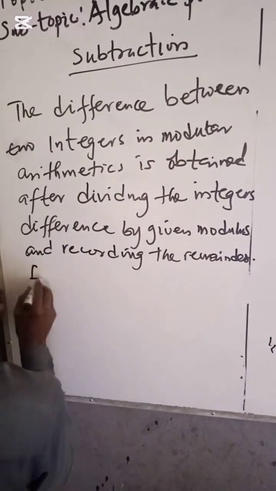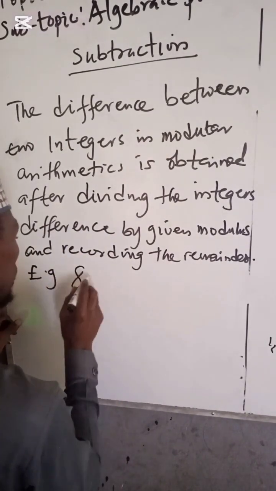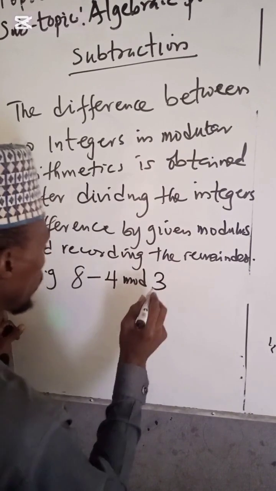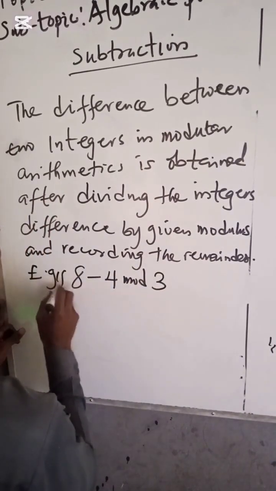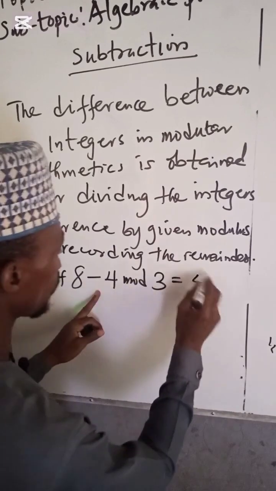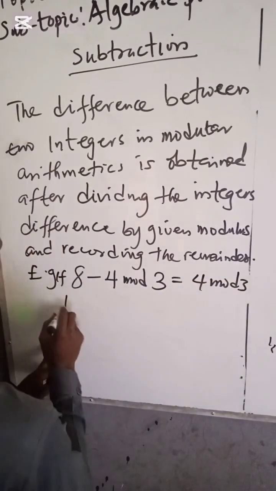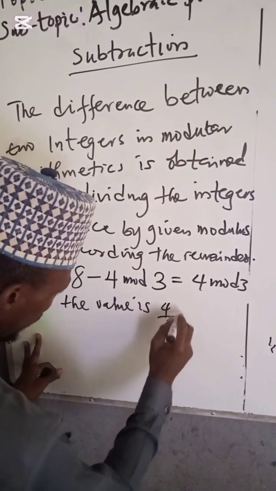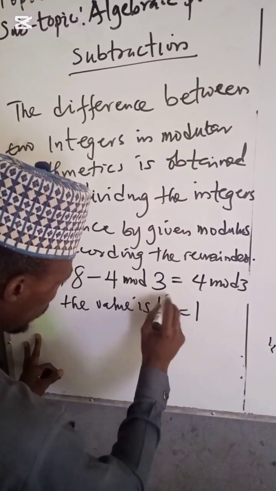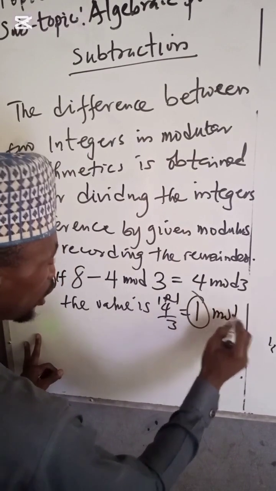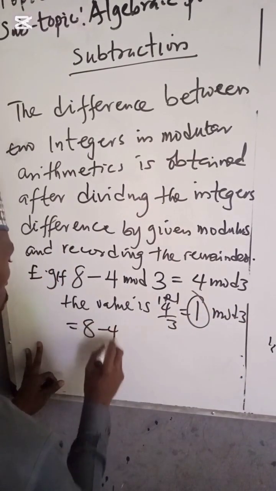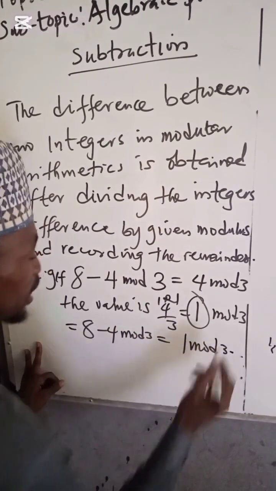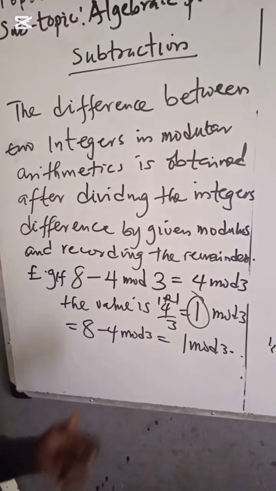For example, if 8 minus 4 in modulus 3 is equal to 4 modulus 3, the value is 4 divided by 3, which is 1 remainder 1. So you have 1 modulus 3. I will therefore say that 8 minus 4 modulus 3 is equal to 1 modulus 3. That is what this definition is trying to explain.